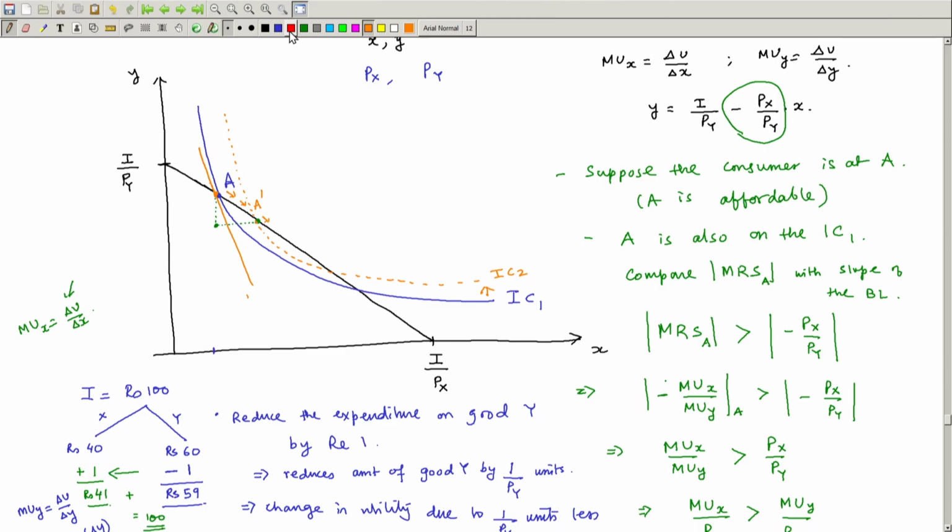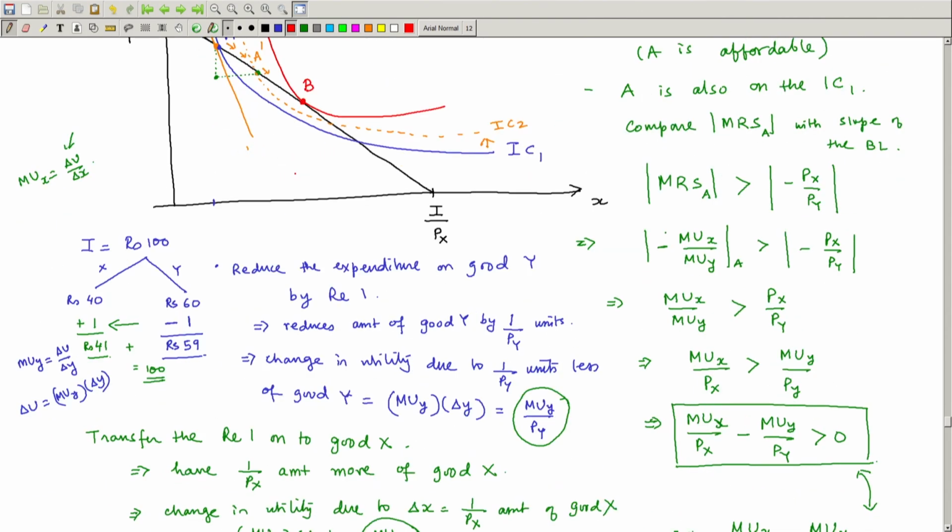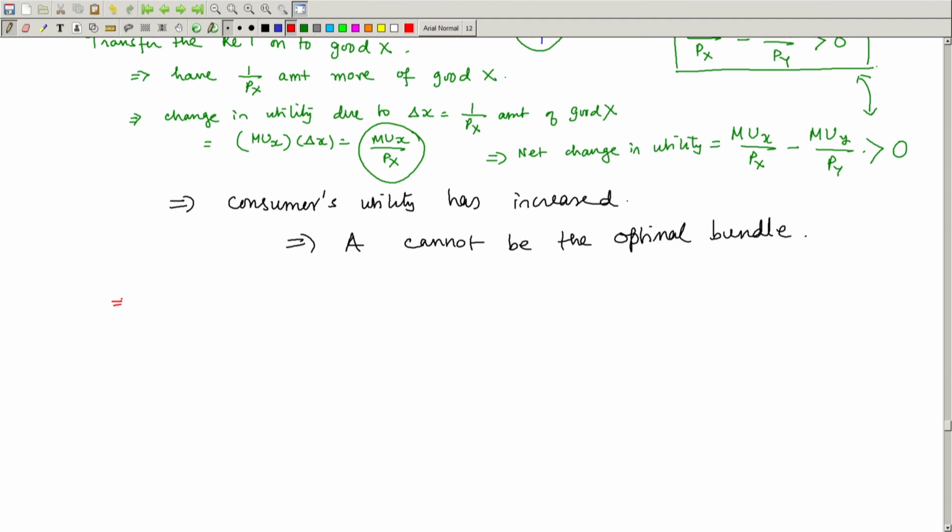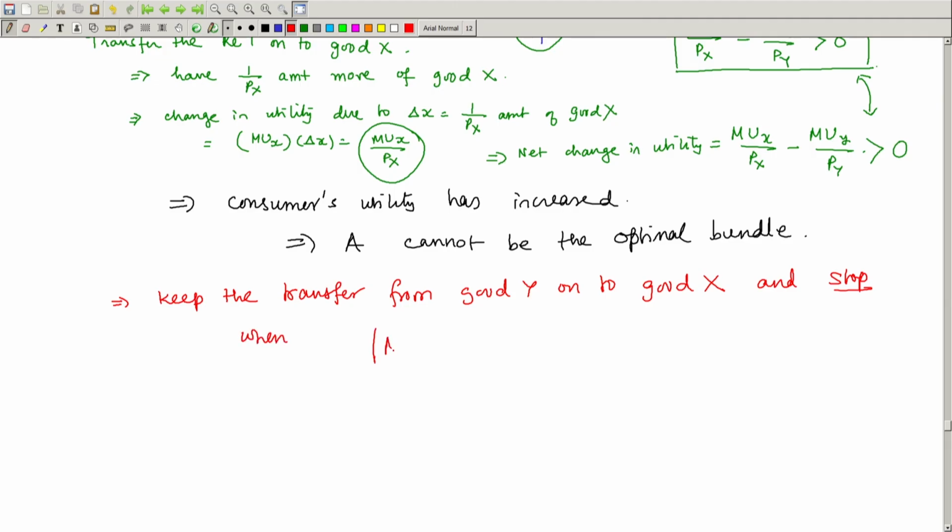Where will I stop? I will eventually stop when I can no longer do this reshuffle and make the consumer better off. And that's going to happen when the indifference curve is tangential to the budget line at the point, let me call this B. So I keep on doing this change till I reach the point B. So keep the transfer from good Y on to good X and stop when the absolute value of MRS is equal to the absolute value of the slope of the budget line, which occurs at the point B.